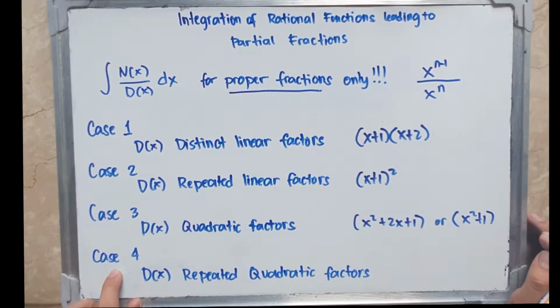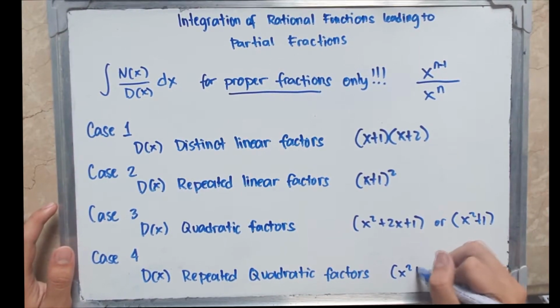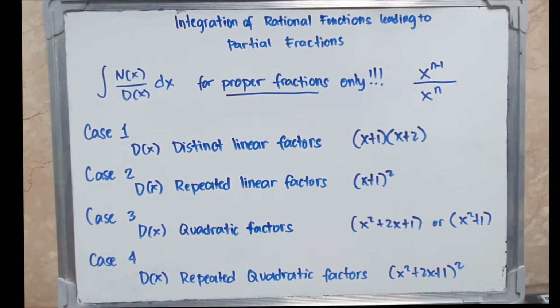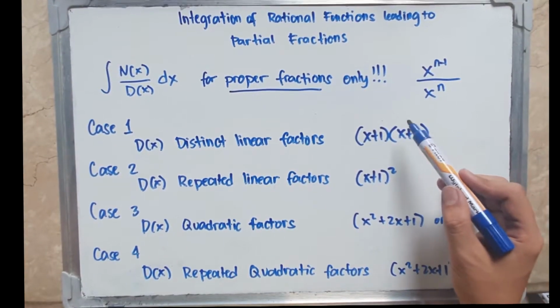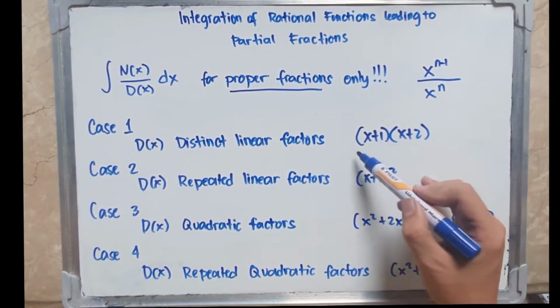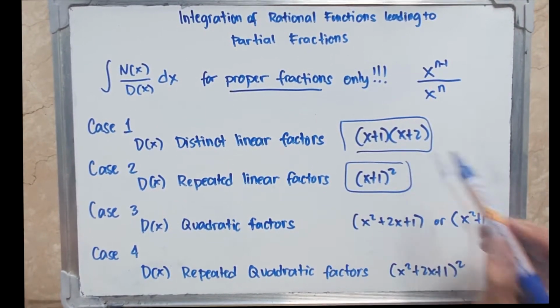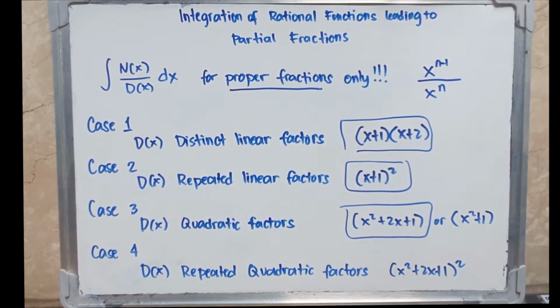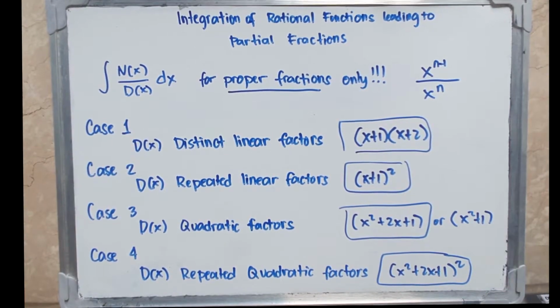And we have case number 4, repeated quadratic factors. If we have this one, (x squared plus 2x plus 1) squared. Okay, so we'll focus on whatever our denominator is. If we have a denominator that is linear, repeated linear, quadratic, or repeated quadratic, it belongs to case 1, case 2, case 3, and case 4.